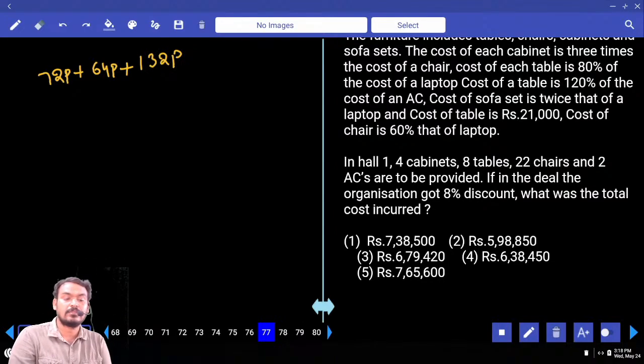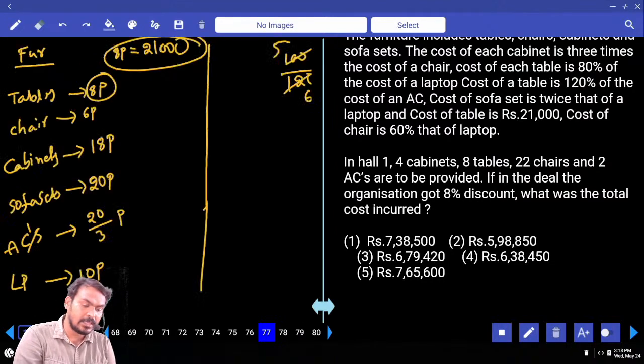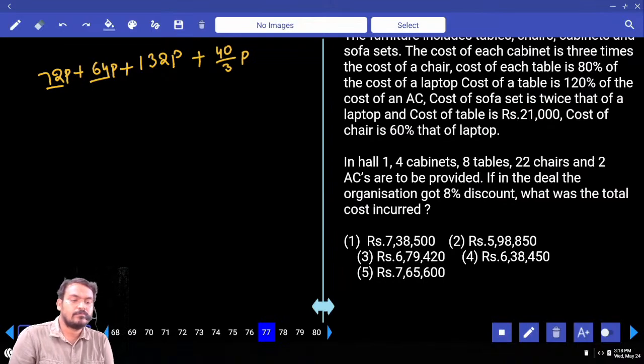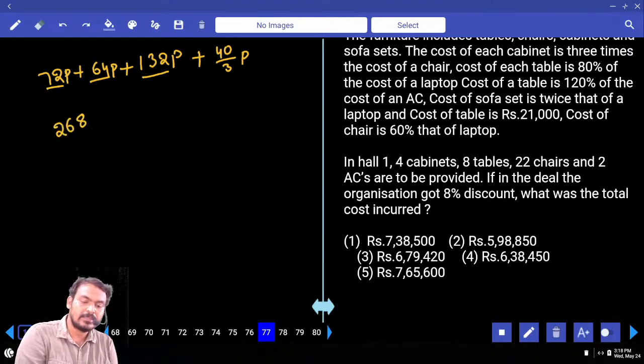And how many ACs? 2 ACs. Every AC is 20 by 3. 2 ACs means 40 by 3 parts. Okay. 72 plus 64, 136. 136 plus 132, 268. 268 plus how much? 40 by 3.